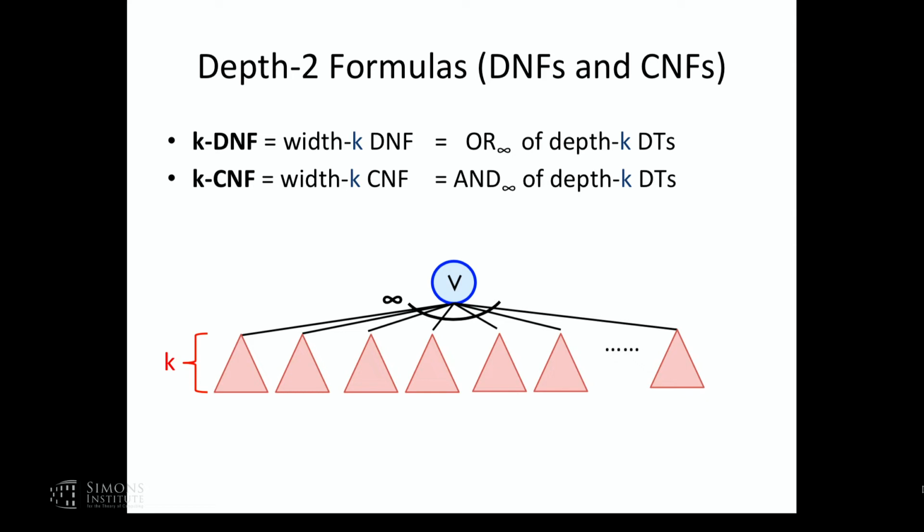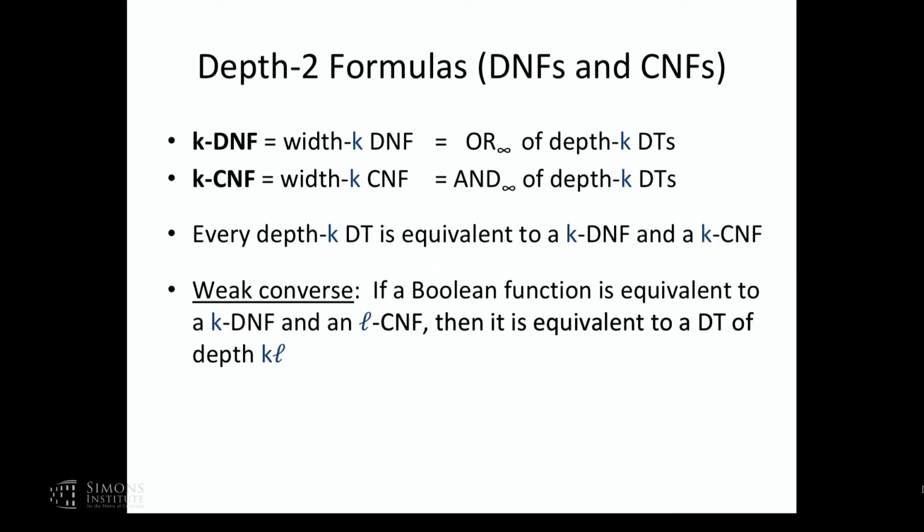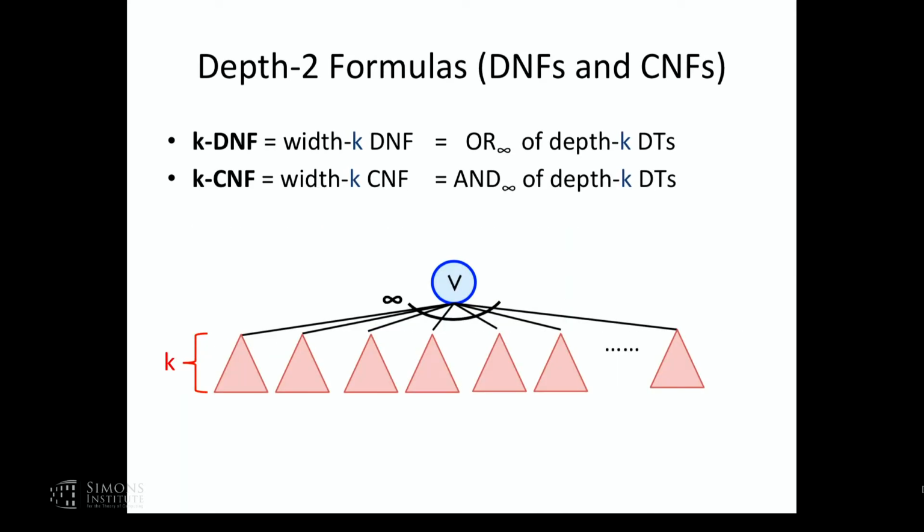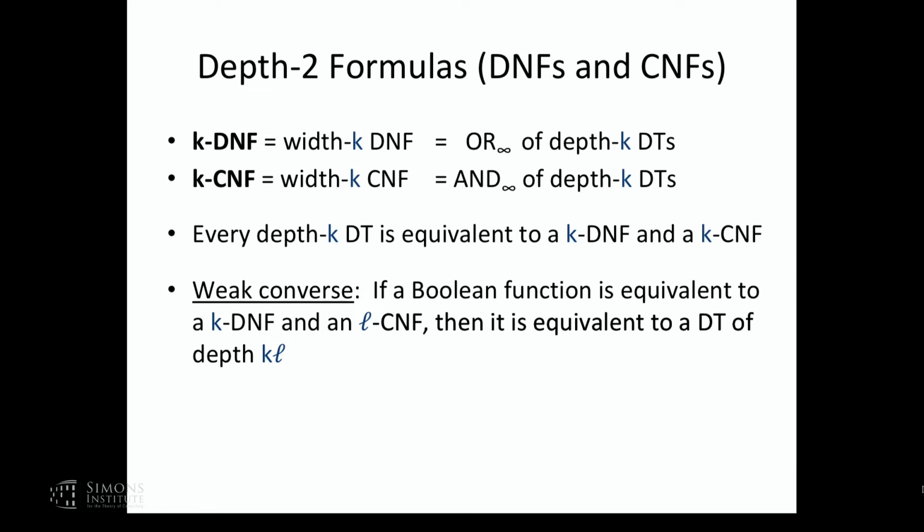And note that a k-DNF is the same thing as an unbounded fan-in OR of depth k decision trees. Similarly, k-CNFs are ANDs of depth k decision trees. This follows from the fact that every depth k decision tree is equivalent to both a k-DNF and a k-CNF. I'll show this on the next slide.